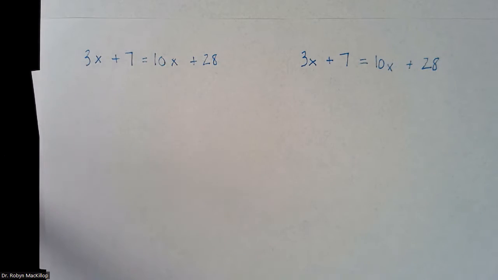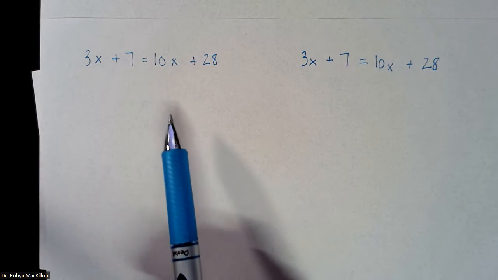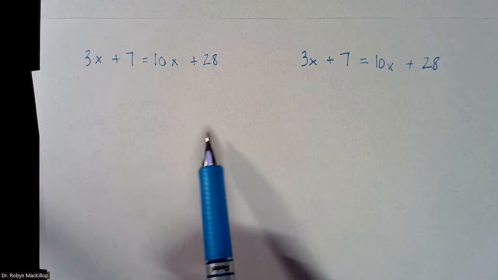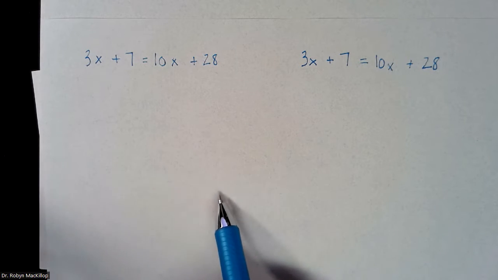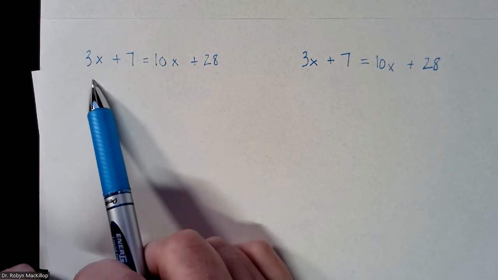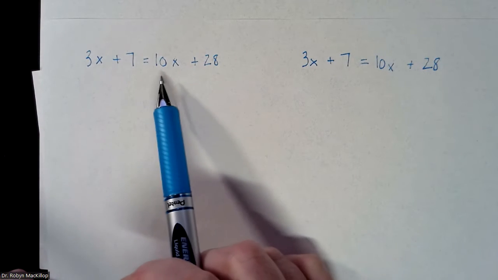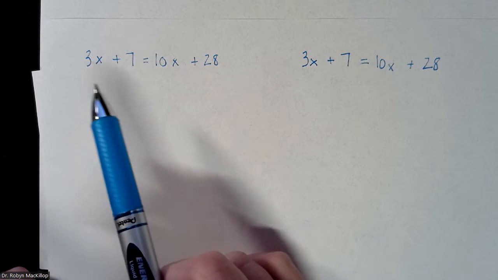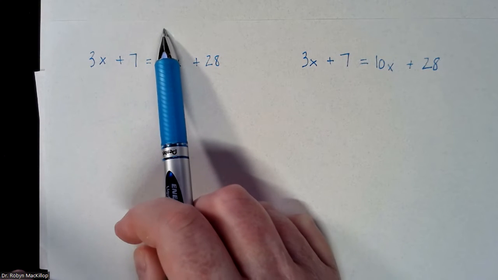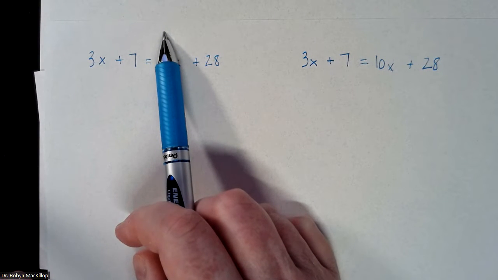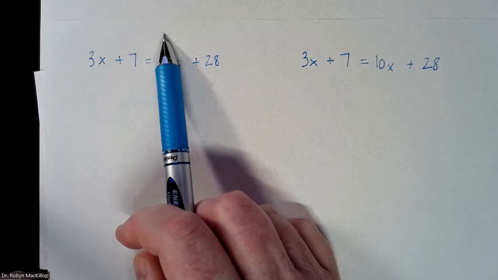Okay, we've got some multi-step algebraic equations. And notice I have the exact same equation twice. There's a reason for that. What we've got here is 3x plus 7 equals 10x plus 28. From what we've done so far, we never had this piece. We had things like 3x plus 7 equals 28.